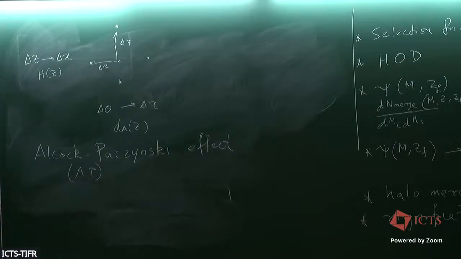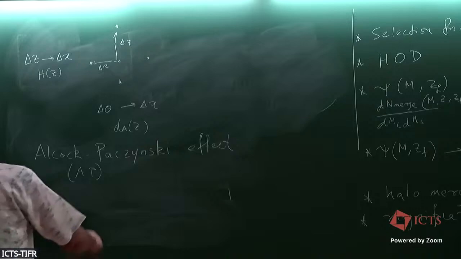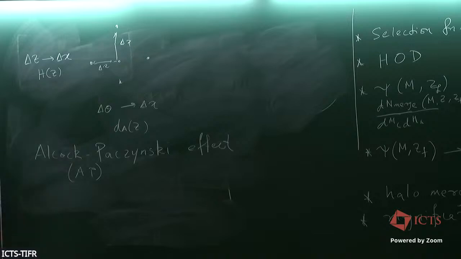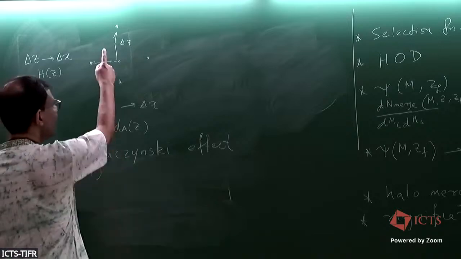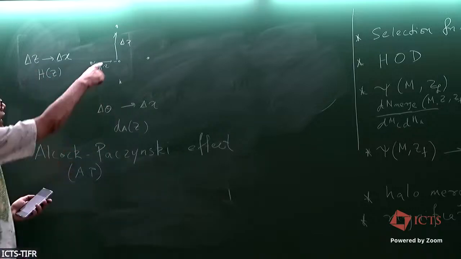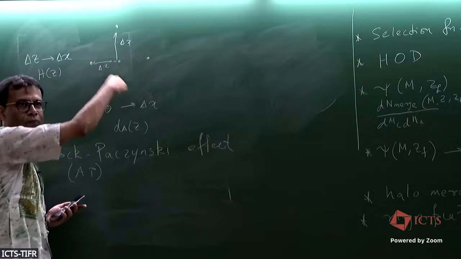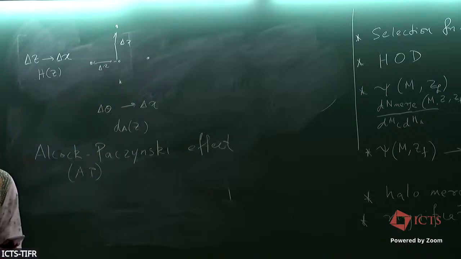So what this will do is, even if you have an isotropic distribution, if you choose the wrong cosmological model, it will make it anisotropic, and it will treat the line of sight direction differently from the sky plane. So the anisotropy introduced will be qualitatively similar to the redshift space distortion. So there is some kind of degeneracy between this geometric effect and the redshift space distortion.